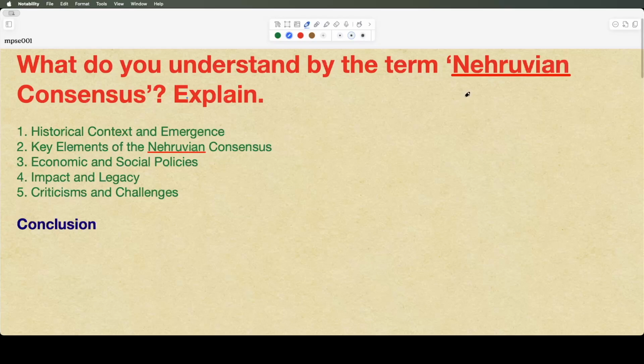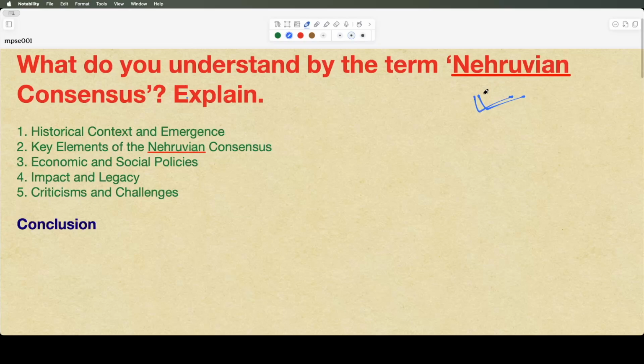Today's question is, what do you understand by the term Nehruvian Consensus? Explain. The term Nehruvian Consensus refers to the foundational political and economic philosophy adopted by India in the post-independence era under the leadership of its first Prime Minister Jawaharlal Nehru. This consensus shaped the nation's policies and socio-economic trajectory for several decades. It is characterized by a blend of democratic socialism, secularism, and non-alignment in foreign policy.